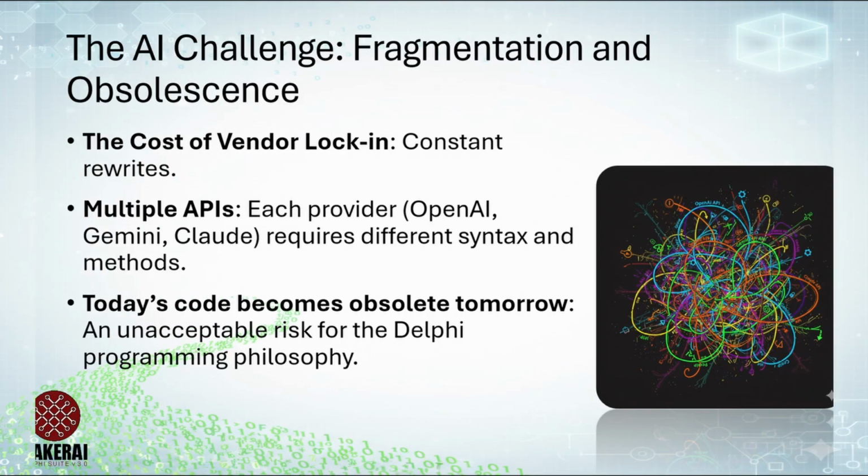Fantastic. Gustavo, to start, take us to the root of the problem. As developers, we see the advancement of AI, but integrating it isn't so straightforward, is it? Exactly, Sol. The main challenge is fragmentation. We're facing a chaotic ecosystem of APIs. OpenAI, Gemini, Claude, Llama, Grok. Each one requires its own SDK, its own syntax.